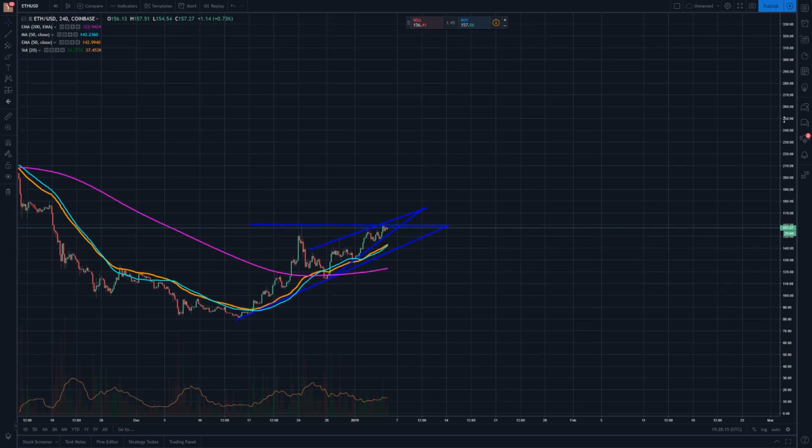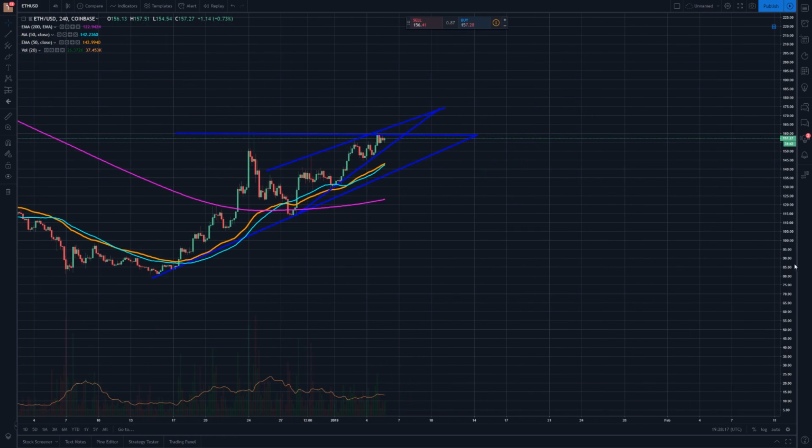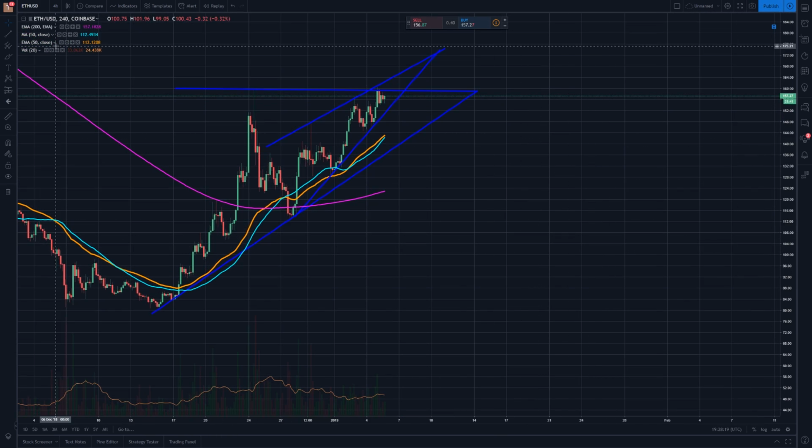Now, let's just say that this does break down. You are a bear, and this is what you want to happen. Well, if that's the case, then we're going to have to go over to Ethereum, and we're going to have to say, hey, this is what it would likely do. So let's just say we fall out of this falling wedge. The first thing that we're going to see is these EMAs come up a little bit more and meet around this area. It's going to be probably around 146 where your 50-day EMA and your 50-day MA are going to meet, right around here at around 145 on your USD Coinbase chart.